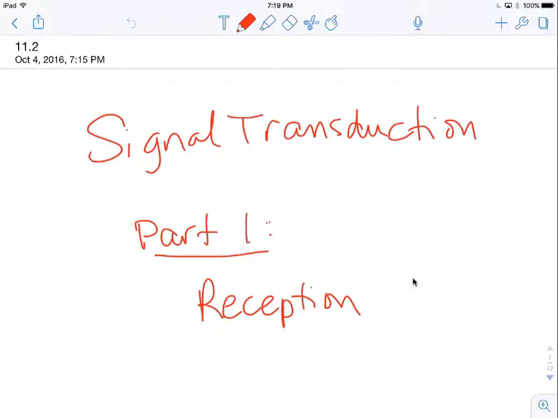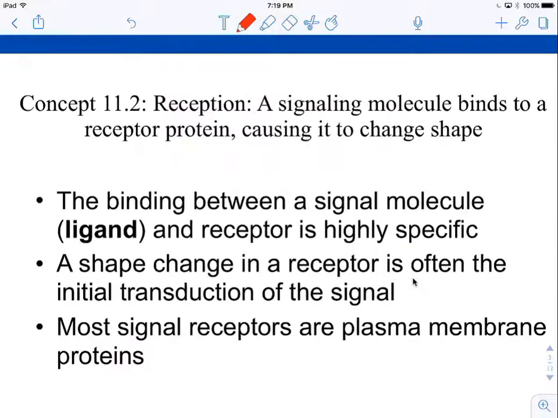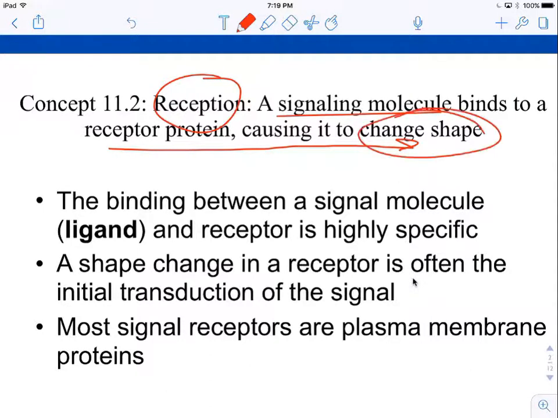Let's talk some more about signal transduction. So we're going to look at the first step of signal transduction in the screencast, which is reception of the signal. Reception is the first step in a signal transduction pathway. And this happens when a signaling molecule binds to a receptor and it causes it to change shape, okay?